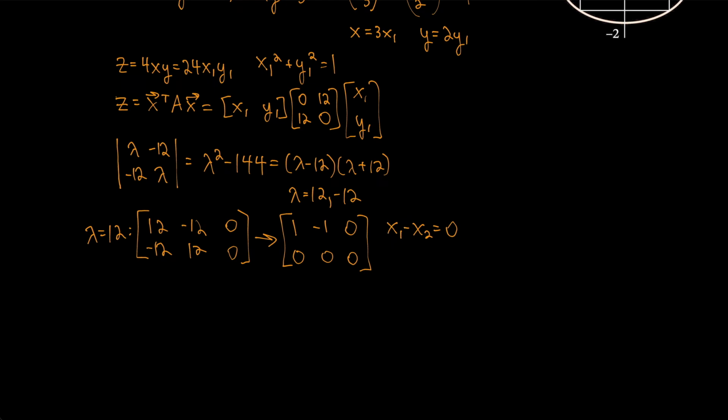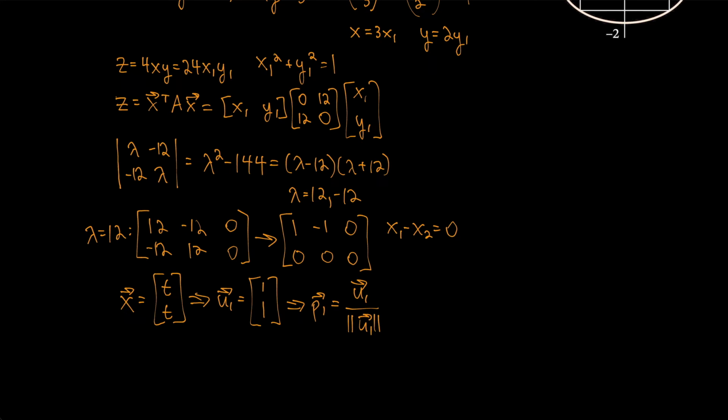Anyway, we get that our vector x is equal to (t, t), because we just set t equal to x2 and then x1 equals x2. So then we factor out t, we get that our eigenvector u1 is (1, 1). And normalizing that gives us p1, which is u1 over the length of u1. And that's (1 over rad 2, 1 over rad 2).